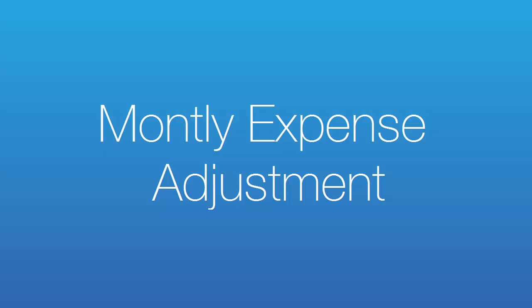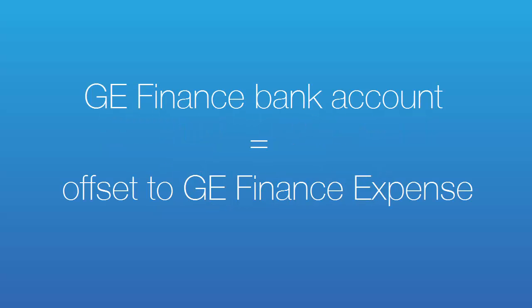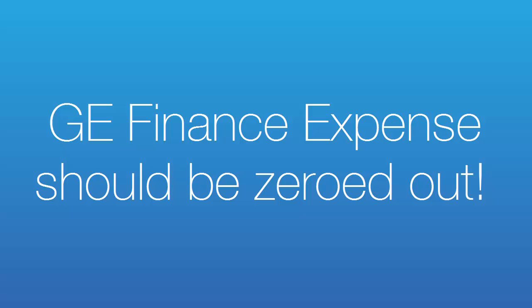At the end of the month, you will make an adjusting entry, taking the balance in the GE Finance bank account and offsetting it to your GE Finance expense account. For financial reporting purposes, the offsetting bank account should be zeroed out at the end of each month. A memorized transaction can easily be added, so you just have to adjust the dollar amount and hit the record button.